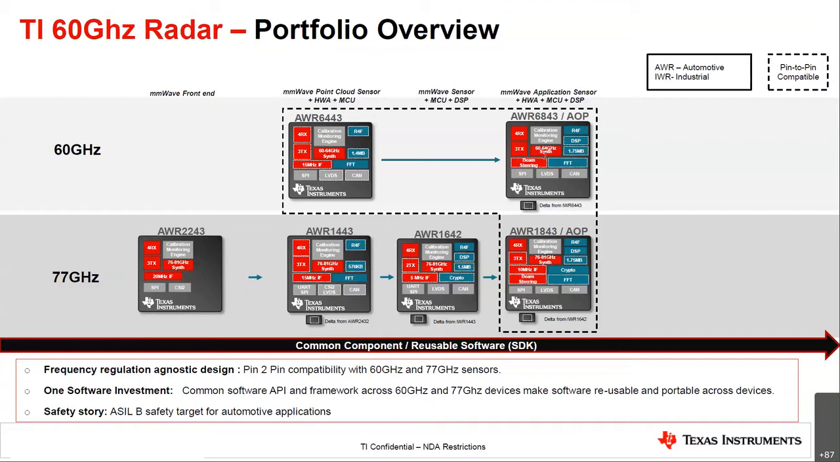So the 60 gigahertz devices will go from 60 to 64 gigahertz. 77 will go from 77 to 81, having 4 gigahertz bandwidth. The main thing is that the frequency suitable for the application, and the regulations that apply across different regions of the world, would determine the selection of one device versus the other. If we look at the top end of our portfolio, this is both the 6843 and the 1843 devices. They feature a DSP as well as 1.75 megabytes of memory.